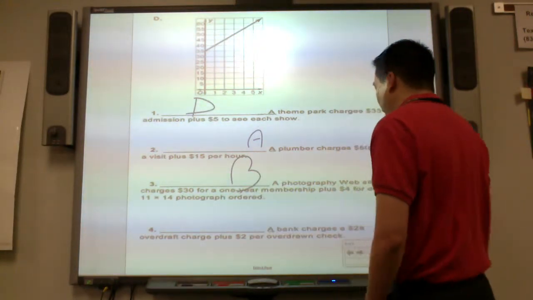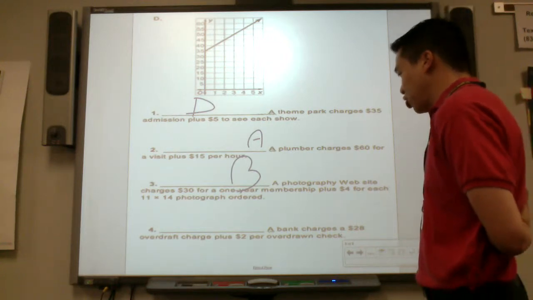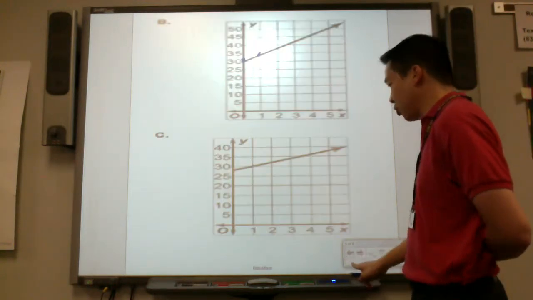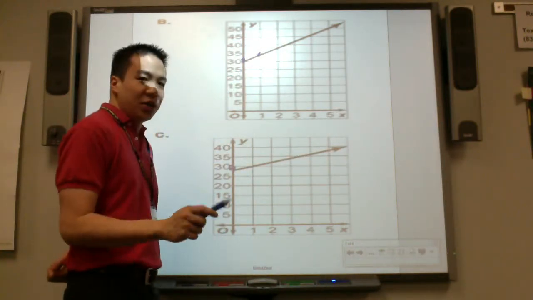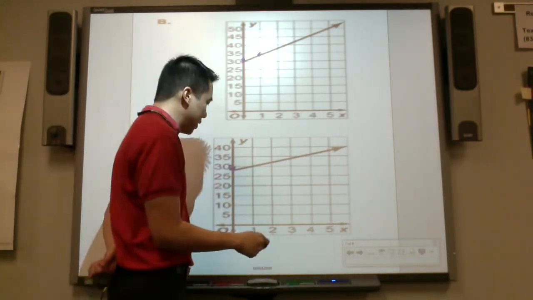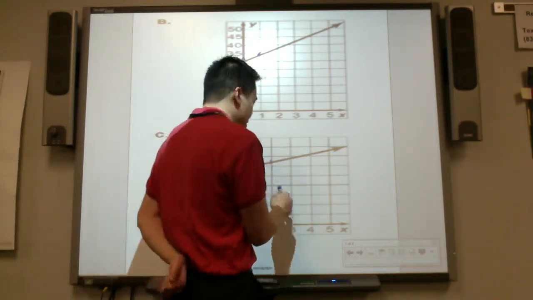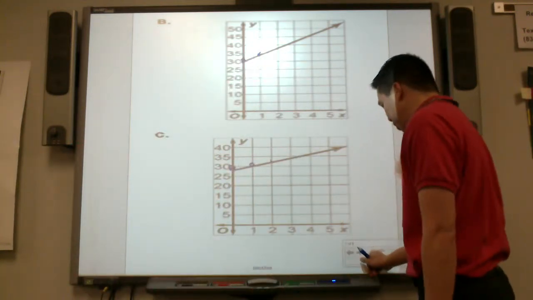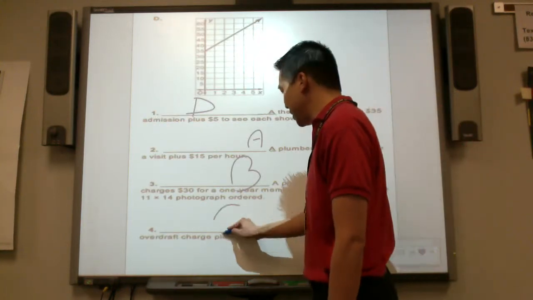And number 4, a bank charges a $28 overdraft charge plus $2 for every overdrawn check. So you pay $28 right here. And then if you have one bad check, you pay another $2 more, that's $30. Another bad check, you pay $2 more. So all of these are linear. All right, so it's A, B, C.